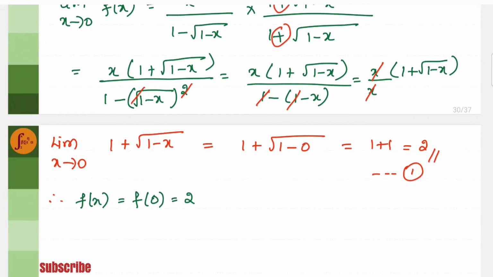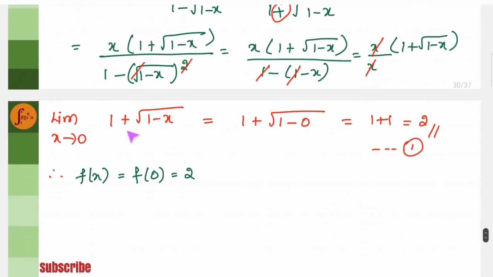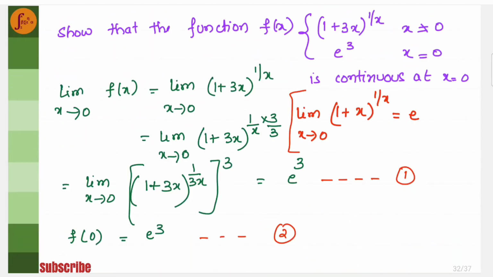Now, this is when x is 0. So we substitute x is 0 and we get the limit value as 2. So f of x is 2. This is the answer. So let's take another example where we have to show that f of x is continuous at x is equal to 0. What we have to do?